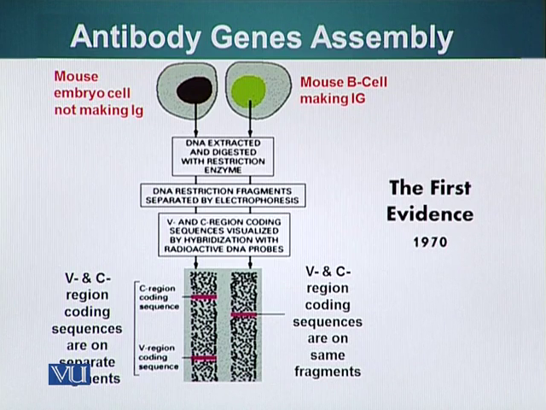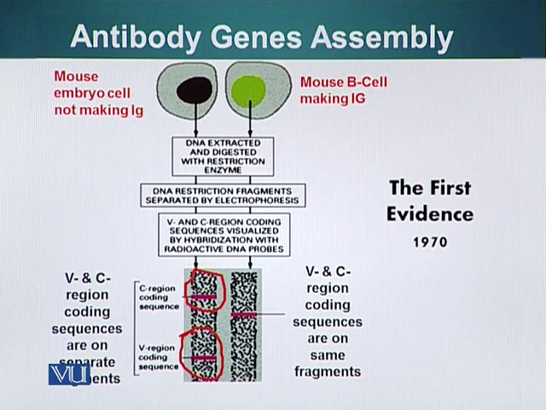Now, if you pay attention to the slide, you will see that in the cell that was not making immunoglobulin molecules, the C and V regions are on separate DNA fragments. Here you can see, for example, the C fragment, C region, and here's the V region. We have already talked about this, that our immunoglobulins, our antibodies, have two domains, the variable domain and the constant domain. So the C region is basically the constant domain and the V region is basically the variable domain. These two domains are separate. When they were digested, they appeared in separate DNA fragments.